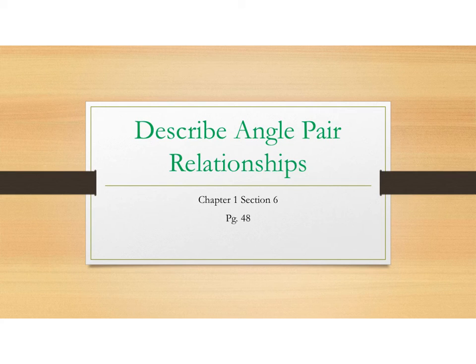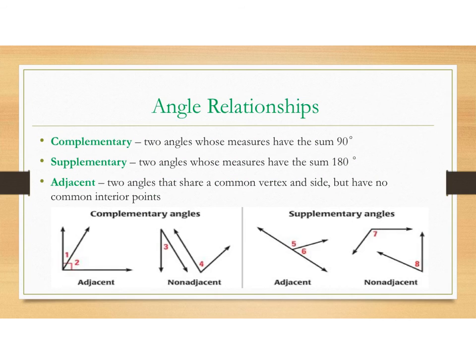So again, this is the last section that we're going to cover in chapter 1, and we're going to be describing angle pair relationships, and it's got a lot of good information. So let's see what it is. You've probably seen the first two that are listed here, complementary and supplementary. You probably learned these throughout middle school.